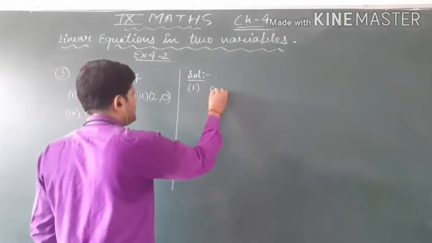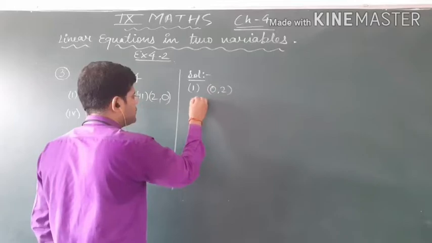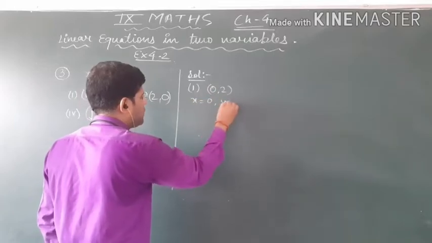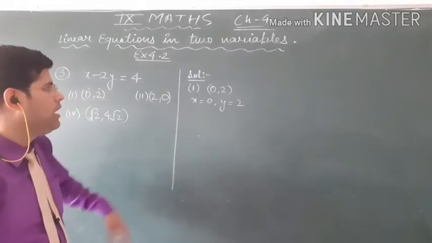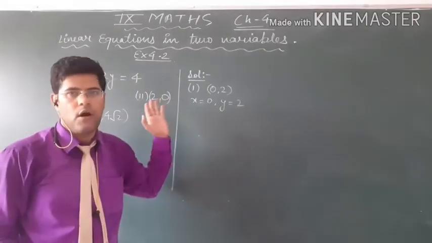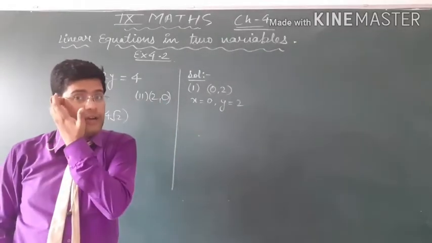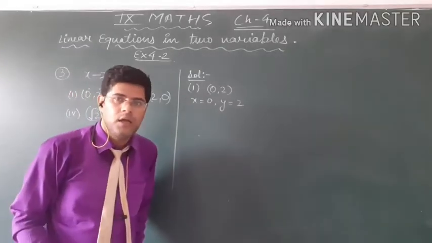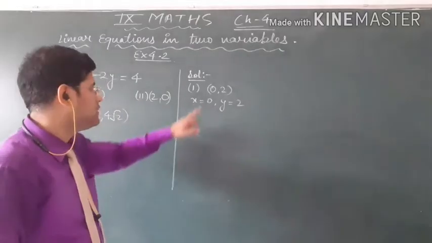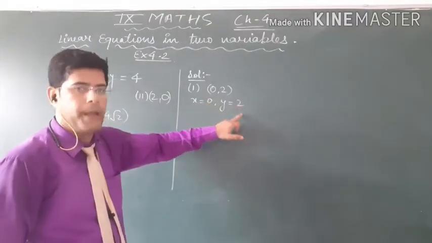So we can mention here also (0, 2). So x equal to 0 and y equal to 2. How do we read x equal to 0 and y equal to 2? I already taught you in the coordinate geometry chapter how we read a coordinate. x will be the leader and y will be the follower. So firstly we write the x, so the first one is x and second is y.